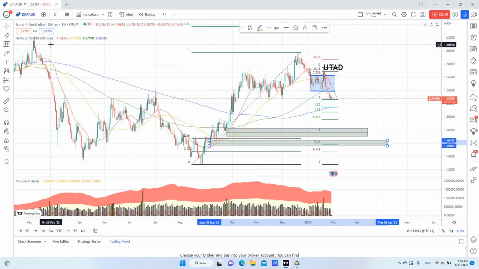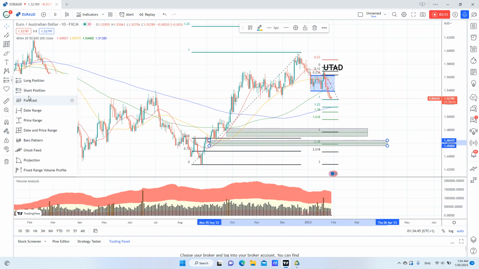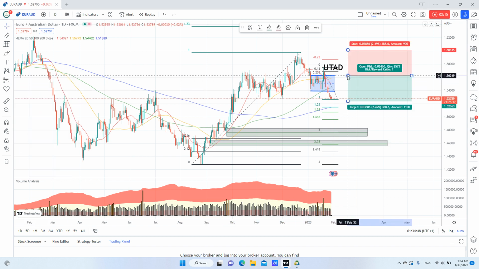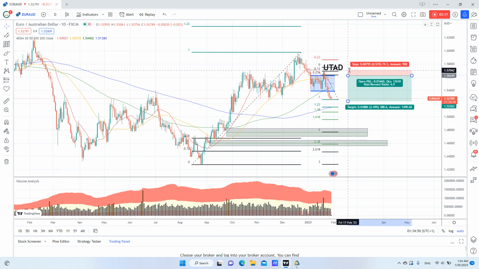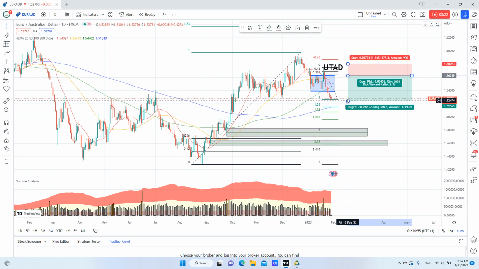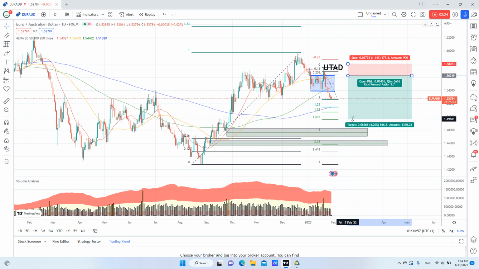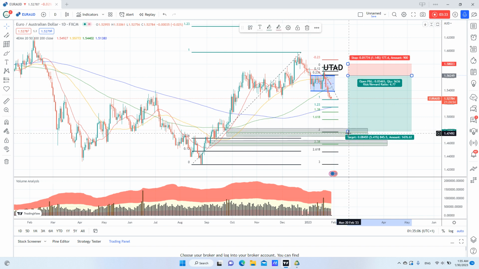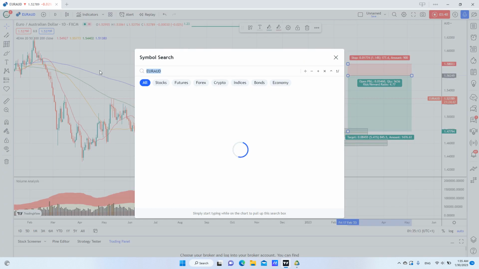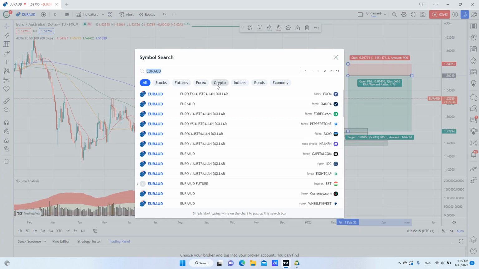This is for the Euro AUD. The position will look like this, shorting from the 77, stop loss above the UTAD, take profit. First one is here, second one here, third one here, fourth here, fifth here. As I said before, it's better to enter your position in multiple positions. Well, that's for the Euro AUD.